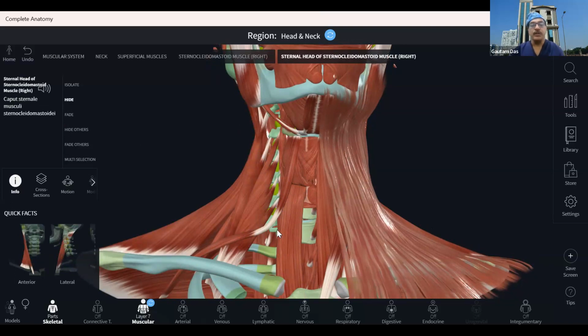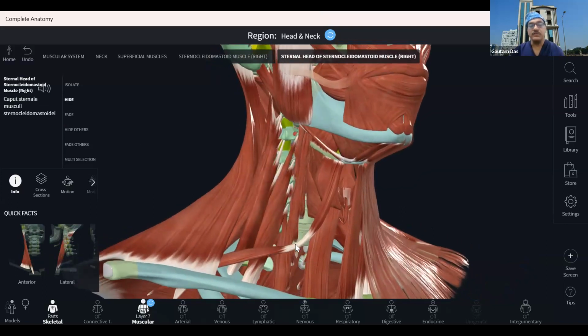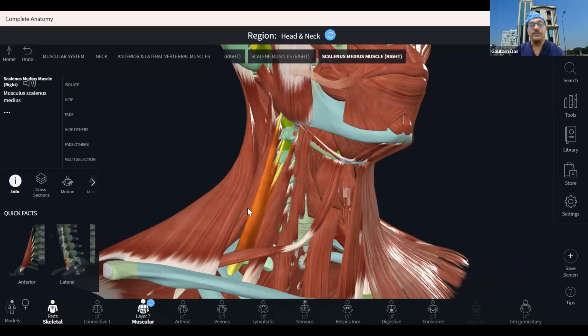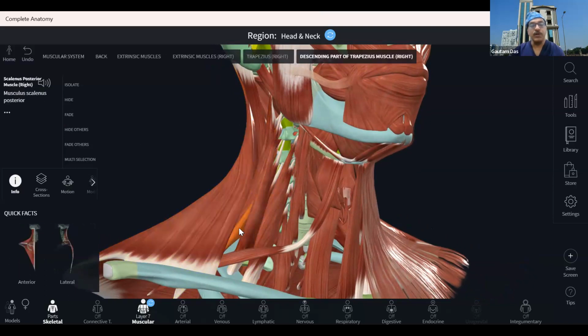Now, below the sternocleidomastoid, we have the scalene group of muscles. Scalene anterior here, then your scalene middle, and just above that is the scalene posterior. The scalene posterior, scalene middle and the levator scapulae are almost together. Many times it is very difficult to differentiate between these.